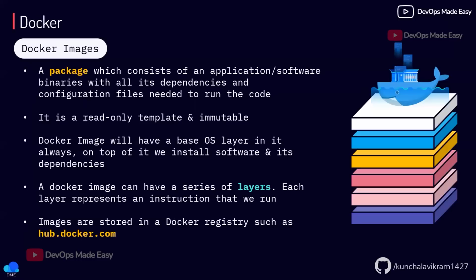Okay. So we know that Docker follows client server model. So whenever you install Docker, both client tool and server get installed. So here the server is Docker daemon and the client tool is your Docker CLI.